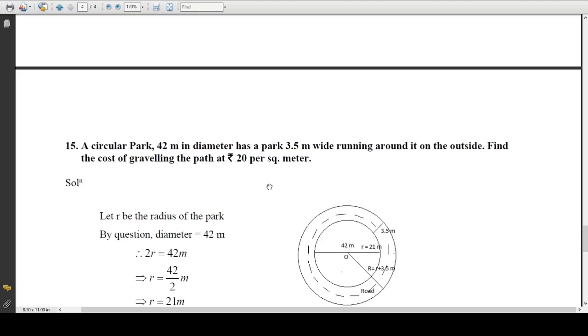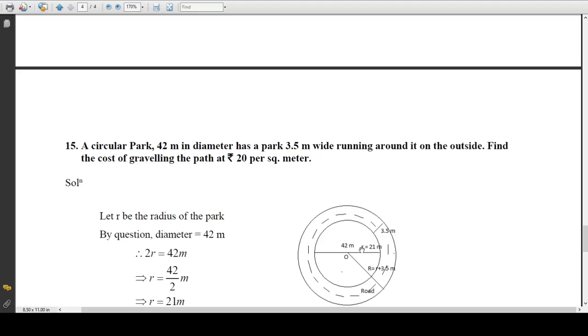You have to find the cost of graveling. First of all, you have to find the area of this path. Okay, how do you find the area? The area of the bigger circle minus the area of the smaller circle will give you the area of this part, and multiplying with the cost per meter square will give you the total cost for graveling the path.